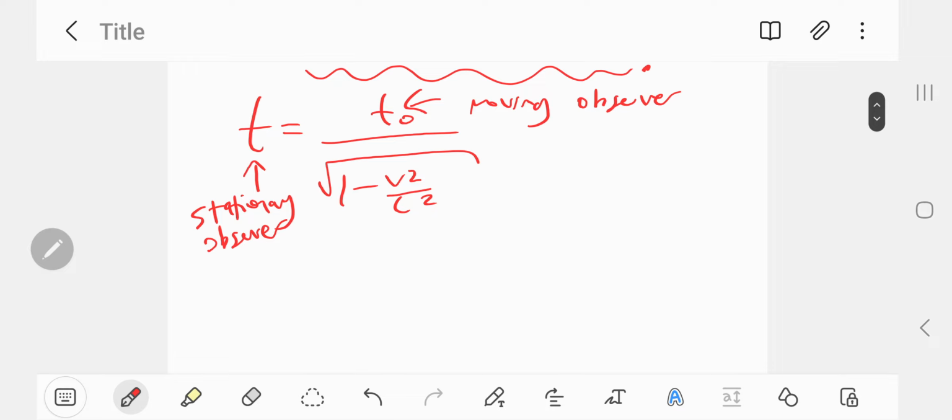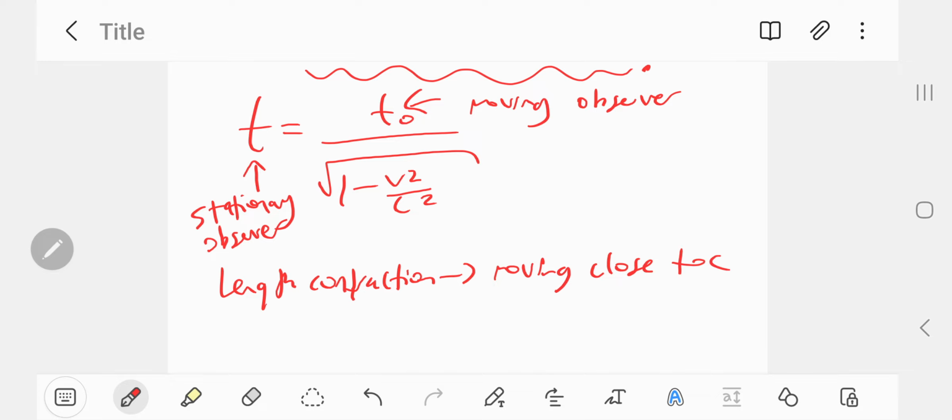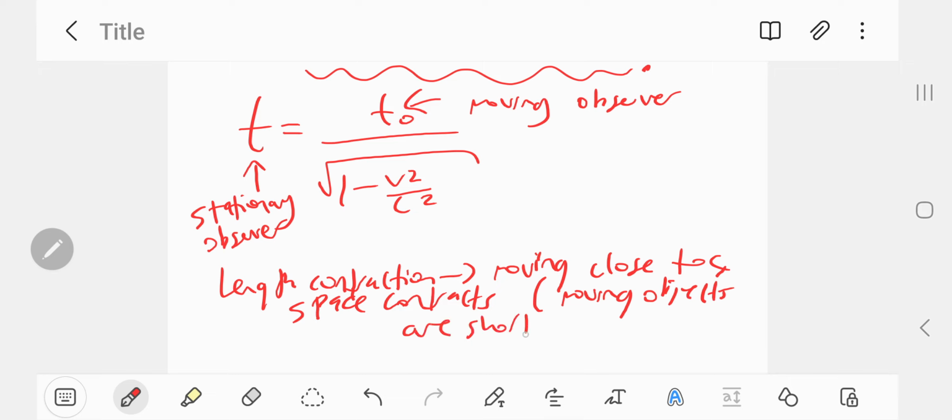Let's get into length contraction. There's an idea that as you move close to the speed of light, according to Einstein, space contracts. That's called length contraction. Moving close to C, space contracts. In other words, moving objects are shortened along their direction of motion, as we'll see.